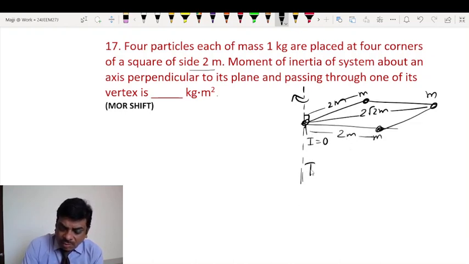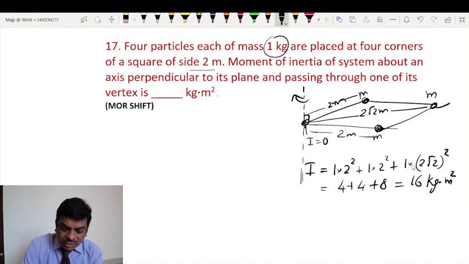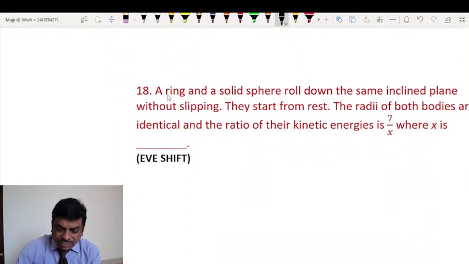So the required total moment of inertia will be due to these. Remember, mass is 1 kg. So 1 into 2 square, plus due to this again 1 into 2 square, plus due to this 1 into (2 root 2) square. So 4 plus 4 plus 8, that is 16 kg meter square. So 16 is the correct answer. Moving to the next question.